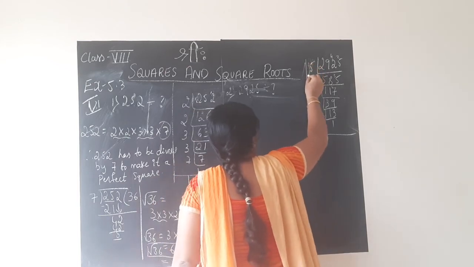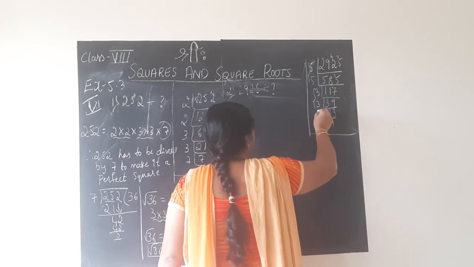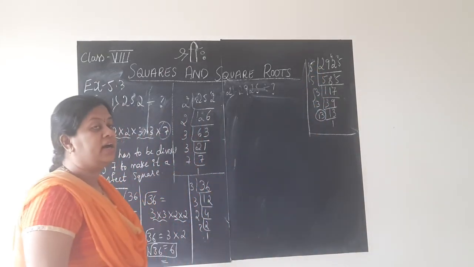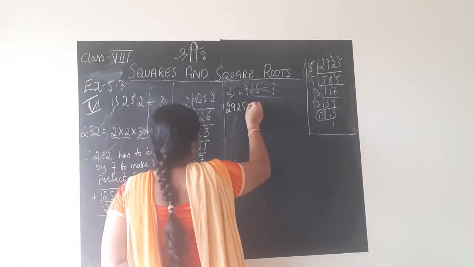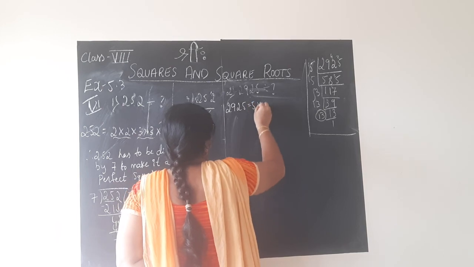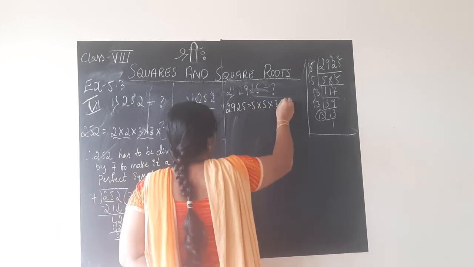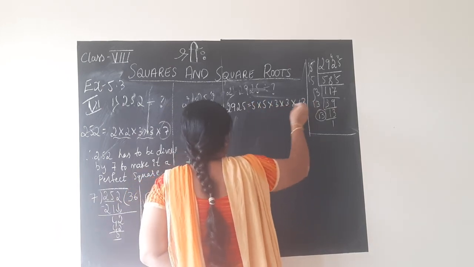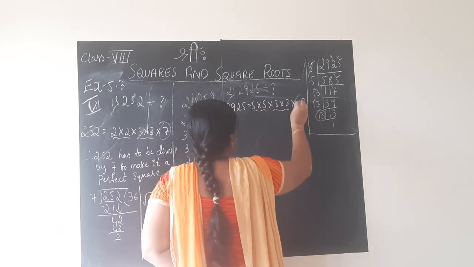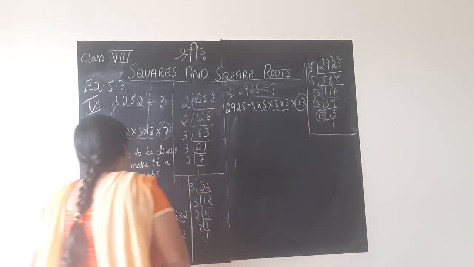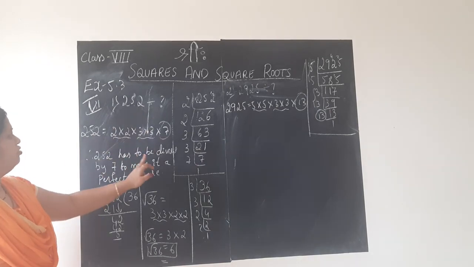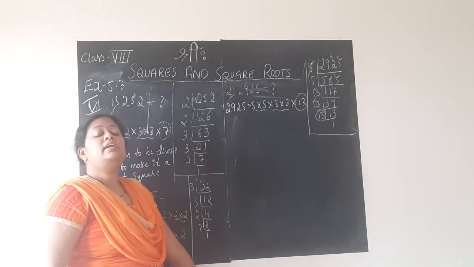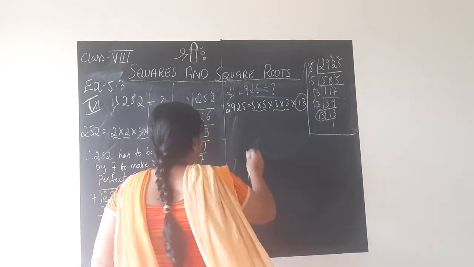So clearly you can see 5 is in pair, 3 is in pair, but the number 13 is not in pair. Therefore, it has to be divided by 13. 2925 is 5 into 5 into 3 into 3 into 13. 5 is a pair, 3 is a pair, 13 is not a pair. So what will we write next? Therefore, 2925 has to be divided by 13 in order to make it a perfect square.